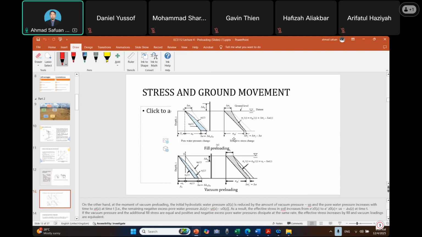So that is the concept of the pore water pressure change and effective stress change between the field preloading and vacuum preloading. For the vacuum preloading, we reduce the atmospheric pressure, while for the field preloading, we apply the surcharge, and it increases the pore water pressure due to this applied surcharge.